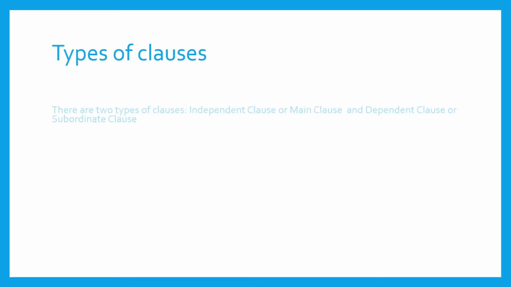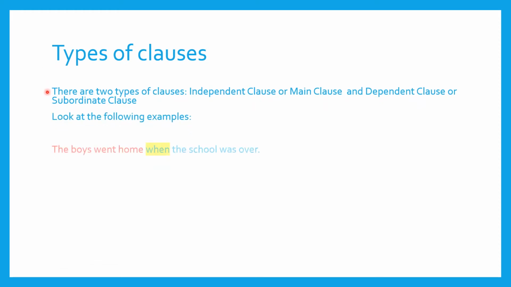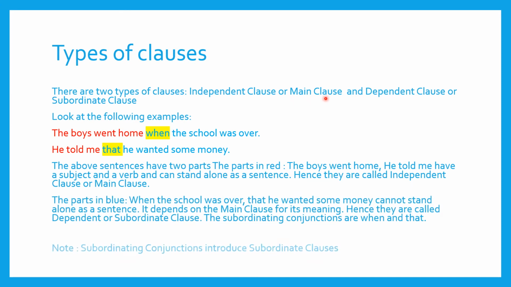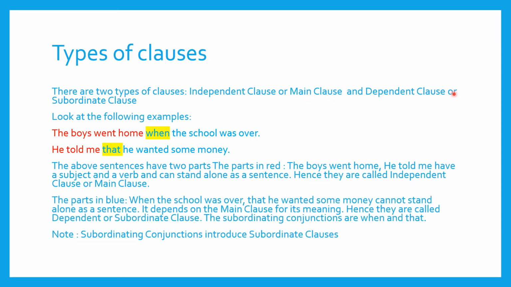Let us understand the types of clauses. There are two types of clauses: independent clause or main clause, and dependent clause or subordinate clause. Look at the following examples. The boys went home when the school was over. He told me that he wanted some money.